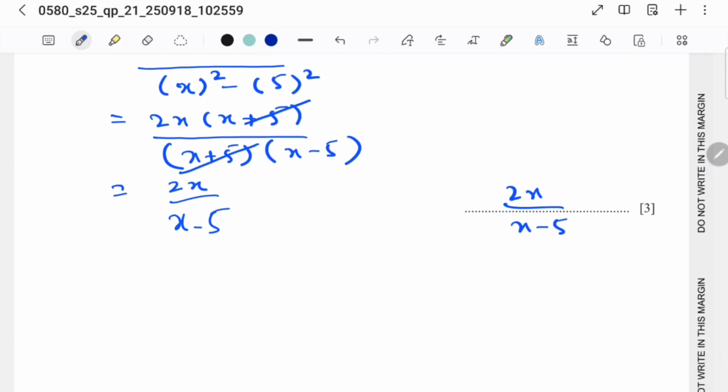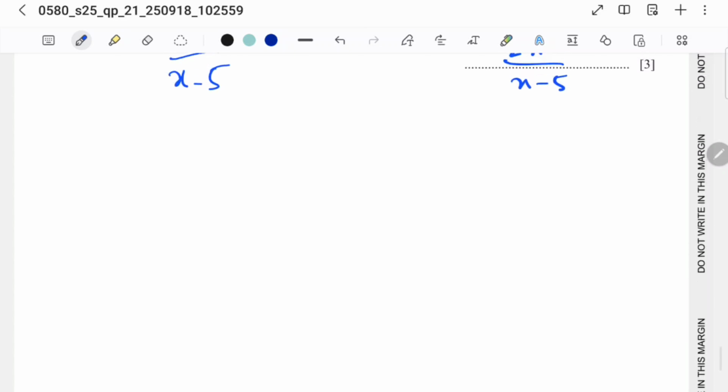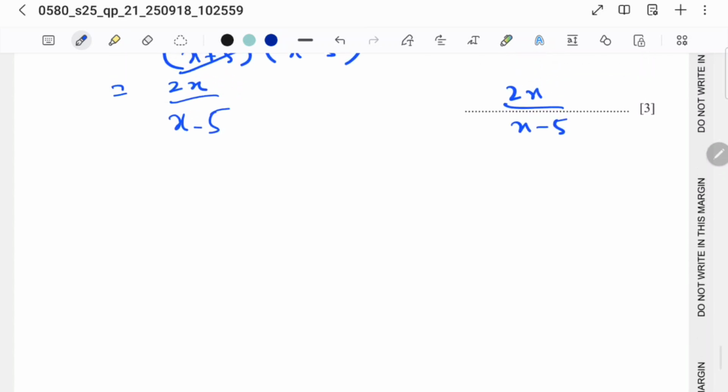So that was the end of the paper. Alright, so that was the 0580 May June 2025 variant 2-1.